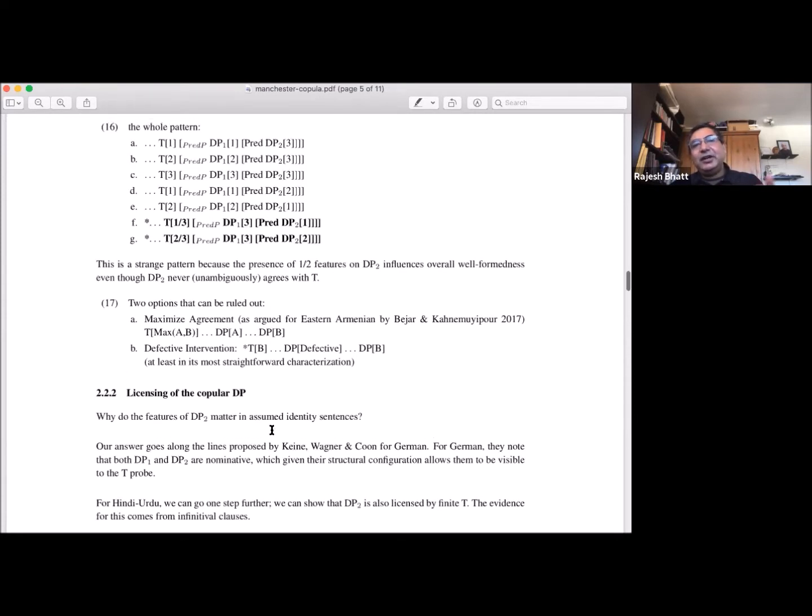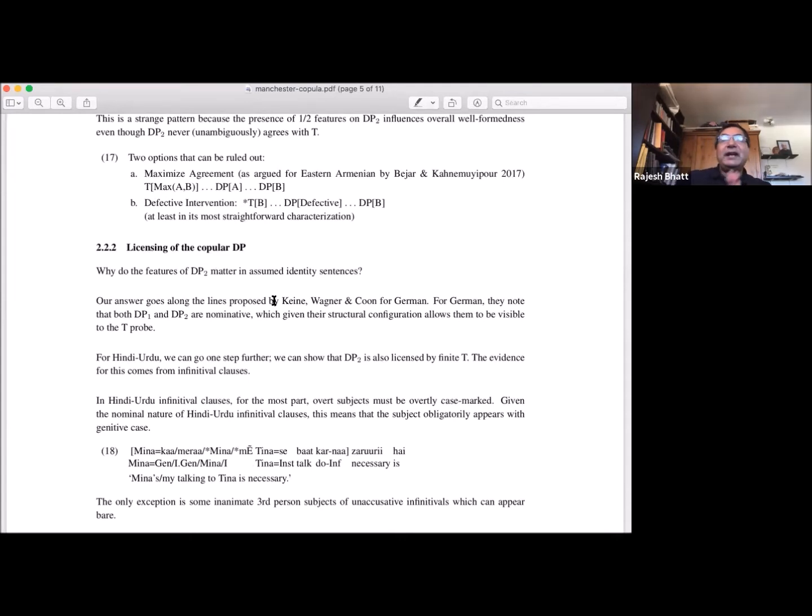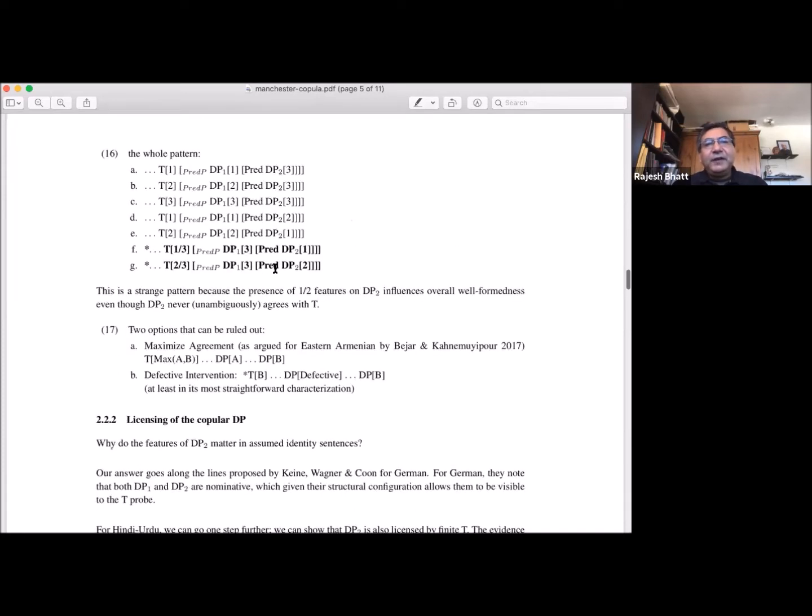And then there is the idea of defective intervention, but that doesn't quite work either, because elsewhere 3 can, well, I think setting that up will take more time, so I'm not going to go into that. Now I'm going to show you one other fact which is not there in German. So we come back to the question of why the features of DP2 even matter.